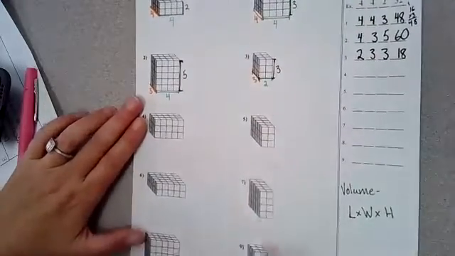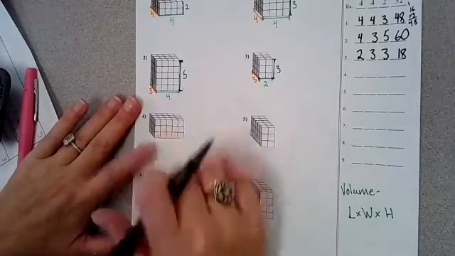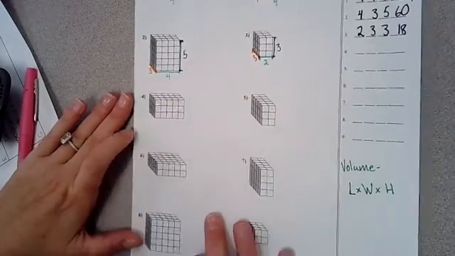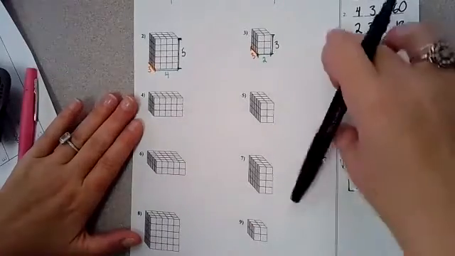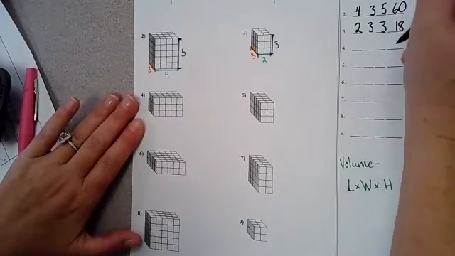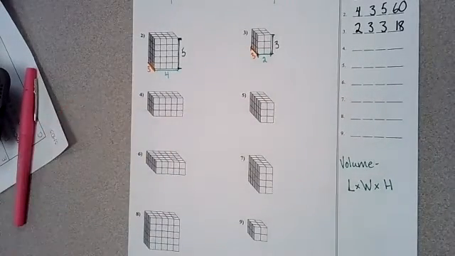So what I want you to do is label the length, the width, and the height for the remaining 6 shapes. Then you're going to fill these in over here with the length, the width, and the height, and then you're going to tell me the final volume for the figures. Thanks, guys.